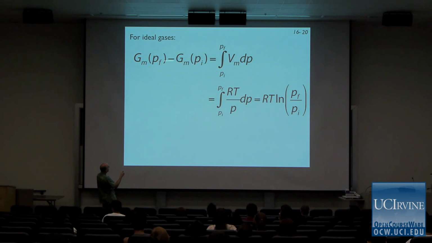If we're talking about a gas, we can just make a substitution for this molar volume from the ideal gas equation, move the RT out front, and we've got log PF over PI, and that's the equation that we're going to use. All right, so we can calculate the change in the Gibbs function just by substituting the initial pressure and the final pressure into this equation. Pretty easy.